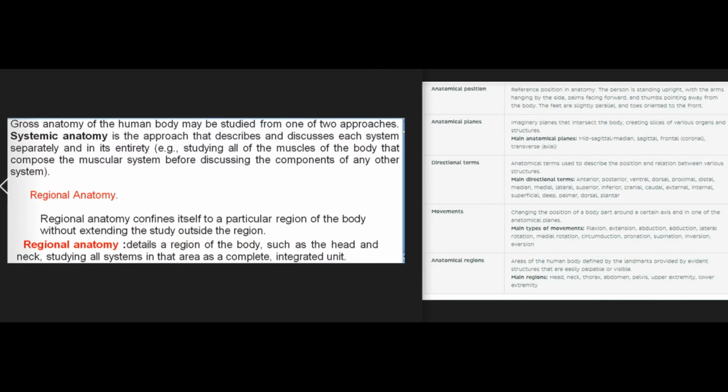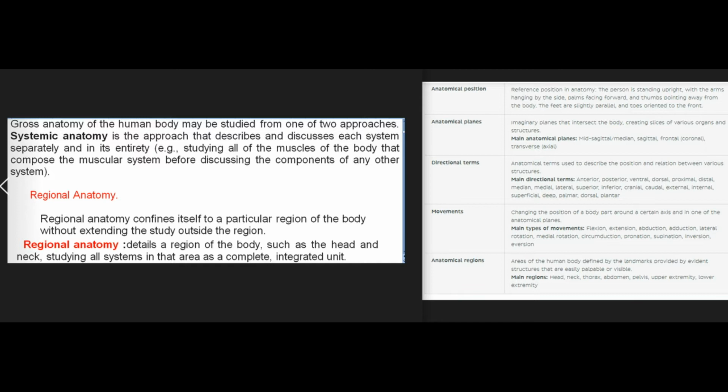Gross anatomy of the human body may be studied from one of two approaches. Systemic anatomy is the approach that describes and discusses each system separately and in its entirety, example: studying all of the muscles of the body that compose the muscular system before discussing the components of any other system.